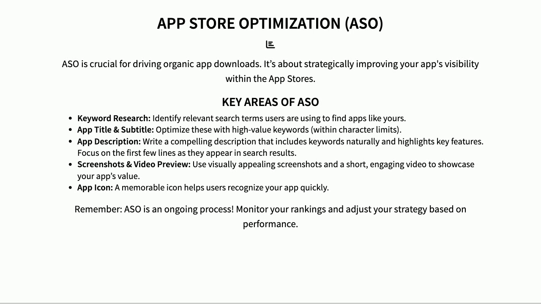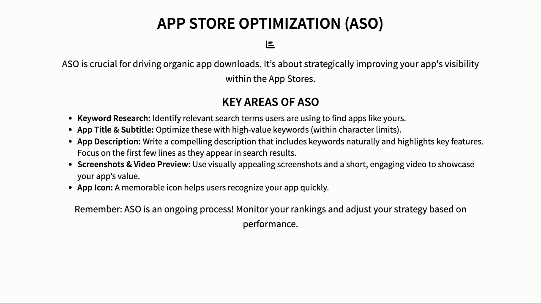First, keyword research, figuring out what words people are actually using to search for apps like yours. Then, you need to optimize your title and subtitle with those keywords. Don't stuff them in there, but definitely include the most important ones. Next up is your app description. Make it compelling and highlight the best features, focusing on the first few lines.